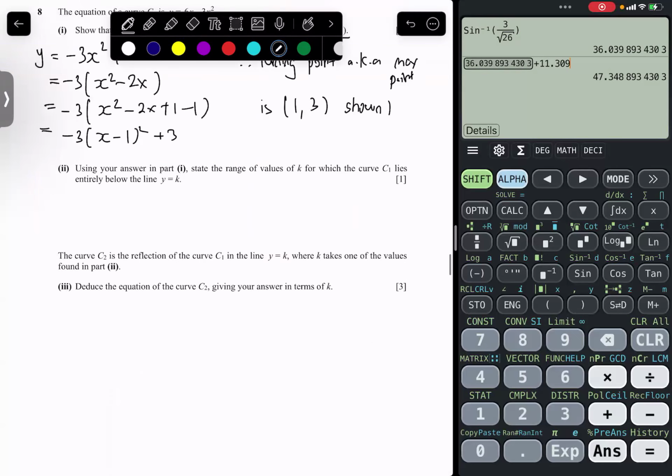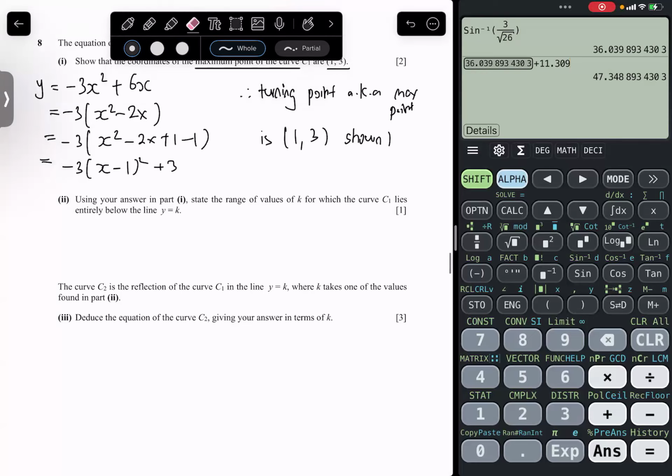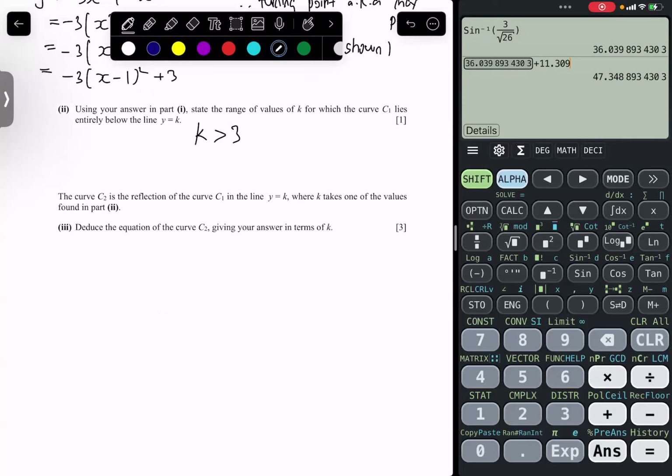Okay. Using our answer in part 1, state the range of values of k for which the curve C1 lies entirely below the line y equals k. Okay, so k must be more than 3. The curve C2 is the reflection of the curve C1 in the line y equals k, where k takes one of the values found in part 2. Deduce the equation of the curve C2, giving your answer in terms of k.